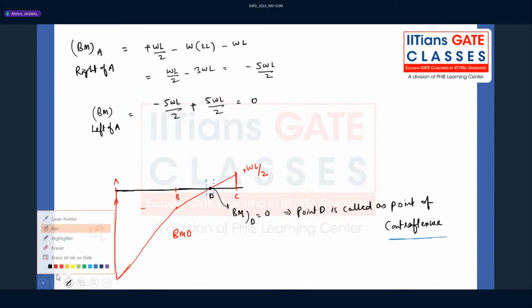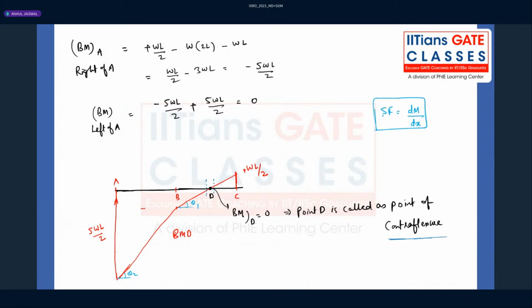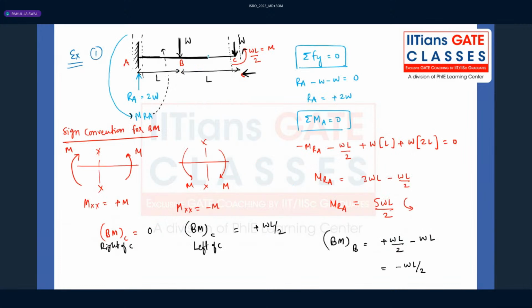Again, some of you might be confused about why I have drawn different slopes. Whatever the slope here, this line has slope theta 1 and this line has slope theta 2, and both will be unequal. Why? Because the slope of the bending moment diagram gives me the shear force. So the shear force between A and B is not the same as the shear force between B and D.